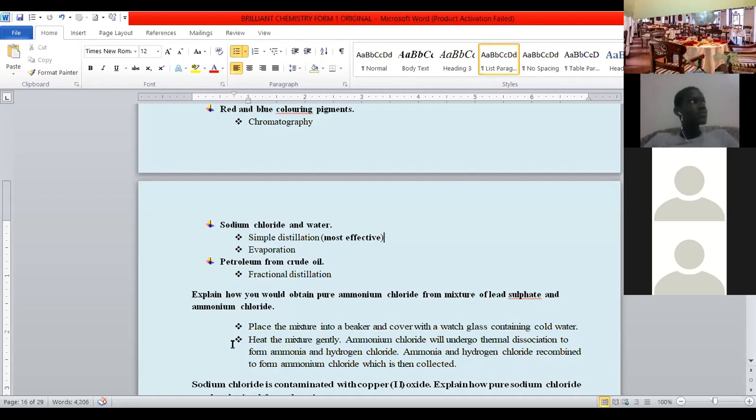How to separate contaminated sodium chloride and copper 2 oxide? First, I think you should add water to the mixture. That is very correct. Yes, after adding water, then you heat the mixture. Then, first before you heat, you filter it. After filtering, you heat that filtrate. Then I think the sodium chloride will evaporate or dry. Then you could have obtained it that way.